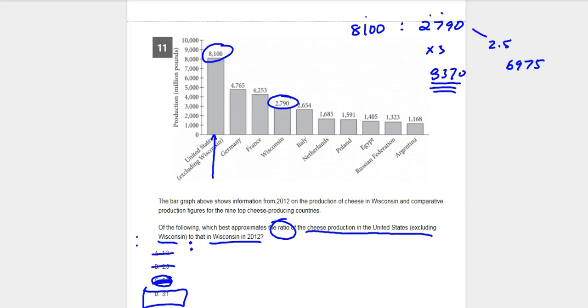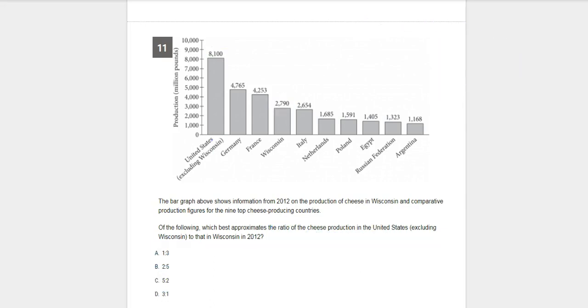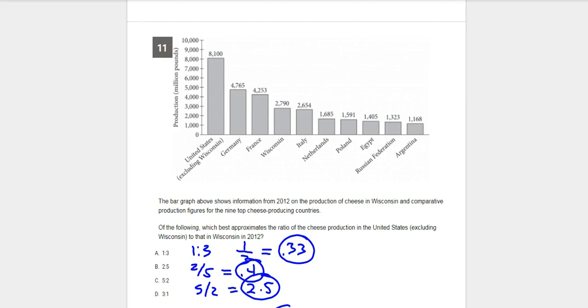Another way to compare these ratios, if that one didn't quite sink in really well, is, you know, a 1-to-3 ratio is basically 1 divided by 3, which you can get a decimal for. You'll get 0.33. 2 divided by 5, you'll get 0.4. 5 divided by 2, you'll get 2.5. And then 3 divided by 1 will give you 3.